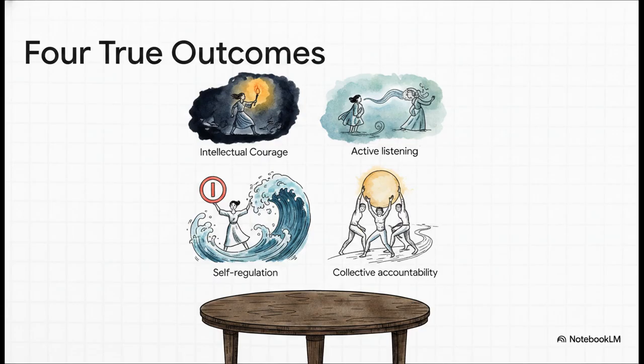Third, self-regulation. The extroverts have to learn when to shut up and yield the floor, which is a massive executive function skill. And fourth, collective accountability. They learn that none of us is as smart as all of us. Traditional lecture-based schooling just cannot provide these kinds of outcomes.